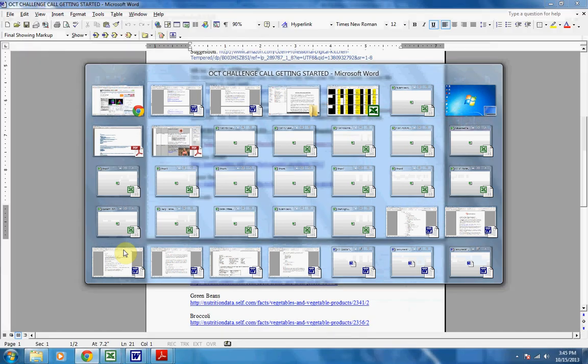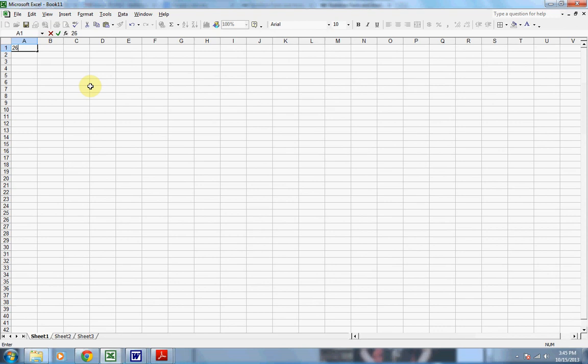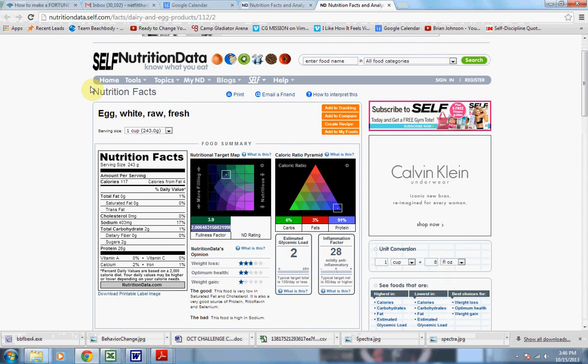Let me do the math on that real quick. 26 times 4 is 104. So 104 out of 117 calories from protein. That is a protein-dense food. So you're looking at 91% protein out of this food.